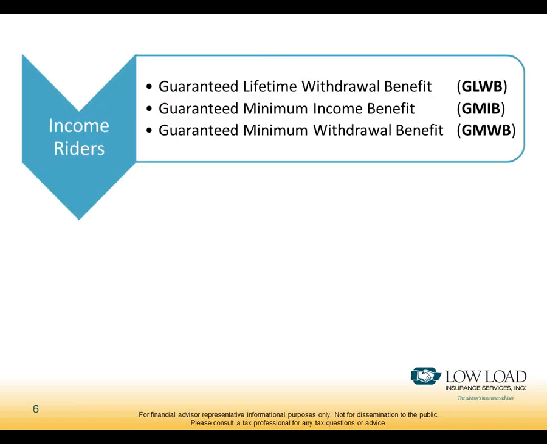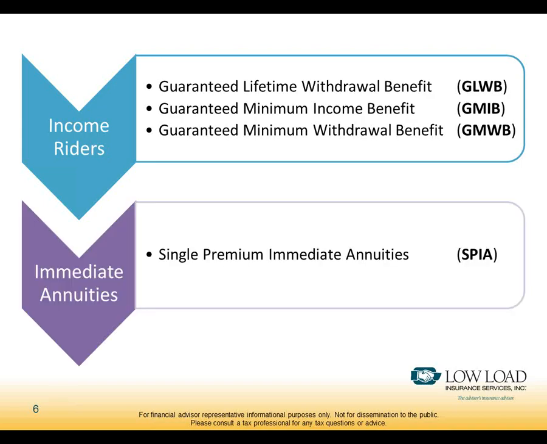So we're going to talk about these income riders. The Guaranteed Lifetime Withdrawal Benefit, I'm going to refer to as the GLWB, Guaranteed Minimum Income Benefit, the GMIB, and the Guaranteed Minimum Withdrawal Benefit, or the GMWB. And we're also going to touch on single premium immediate annuities.